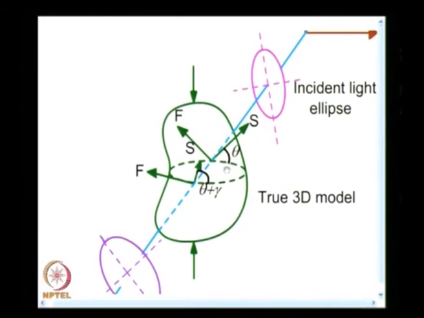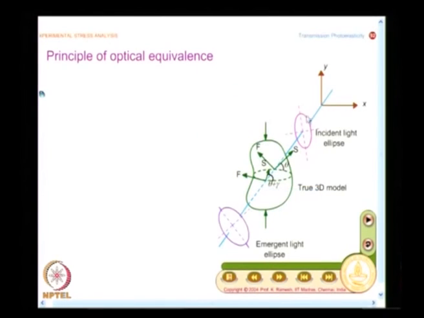What I say as an optically equivalent model is this: this is what I have in the actual model. Now, I will replace the actual model by a set of optical elements which would essentially modify the incident light ellipse in the same way as the model modified it. And what you will see here is that I will need a retarder as well as a rotator. I need 2 optical elements. The model has to be replaced by a retarder as well as a rotator.